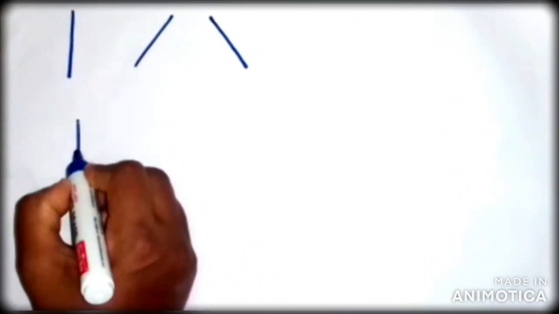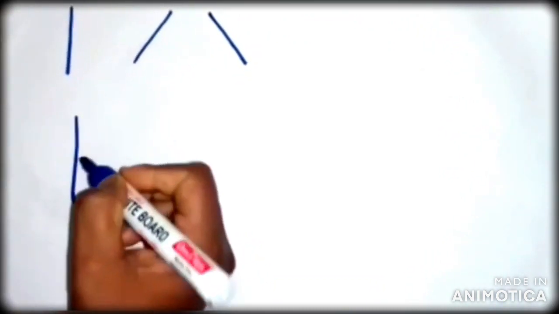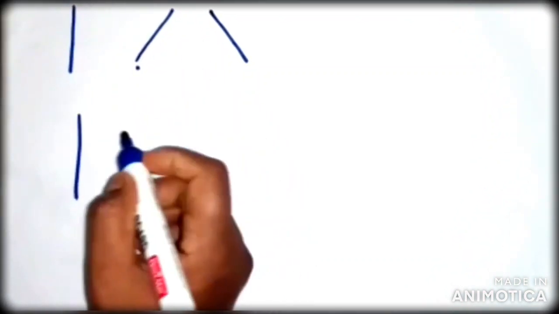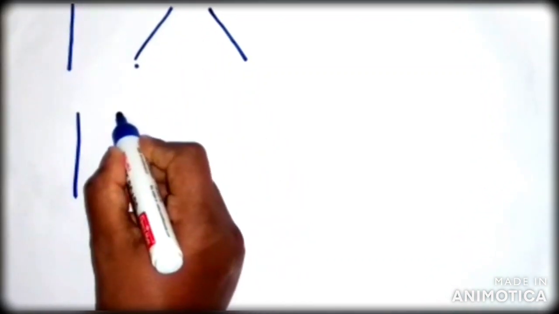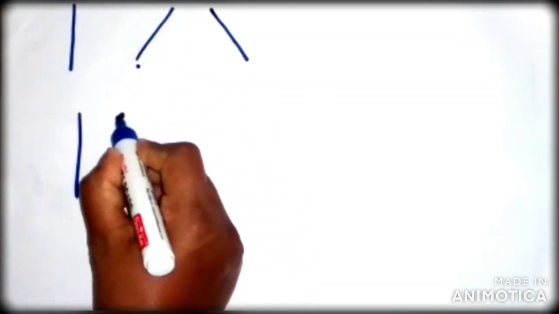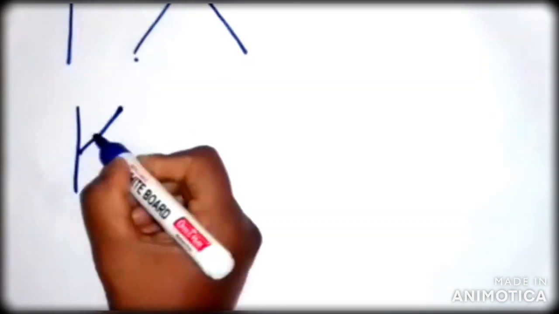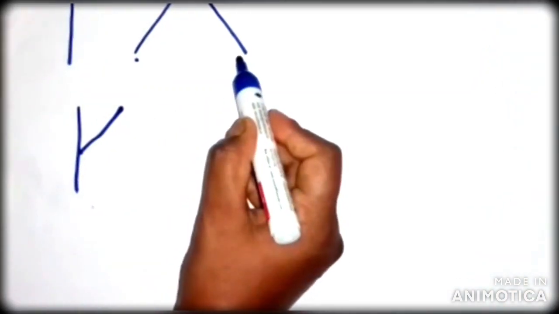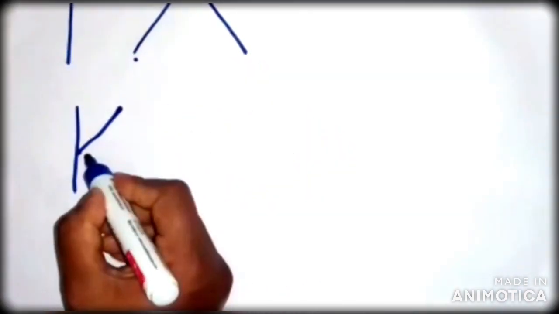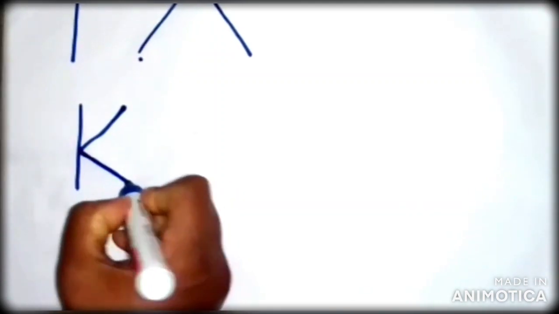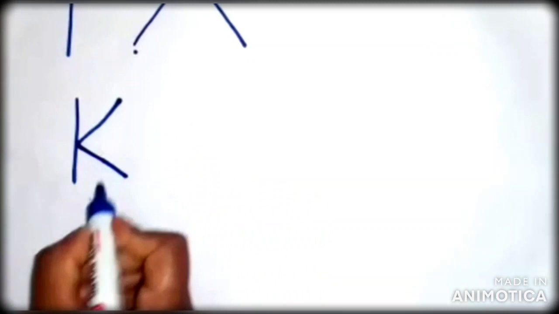first we draw a standing line like this, and we draw this slanting line from here to middle of that standing line here, and we have to draw this slanting line from the middle of the standing line and to here. Okay, this is capital K.